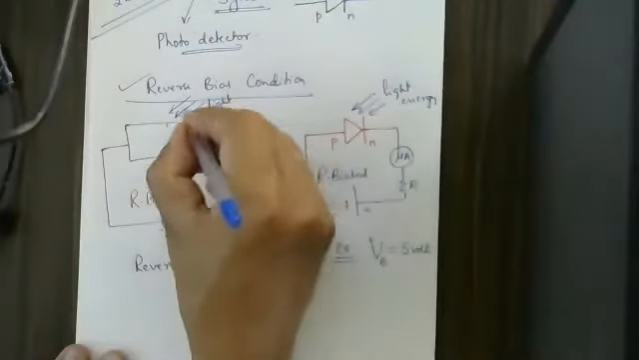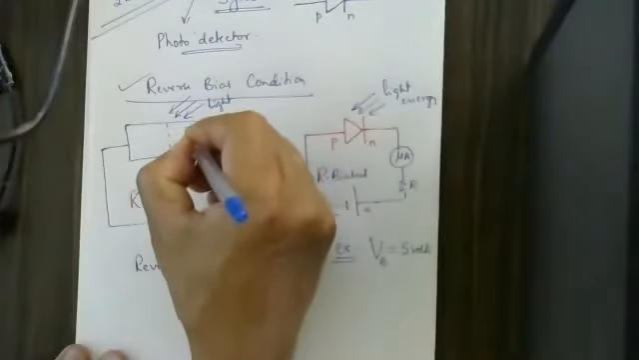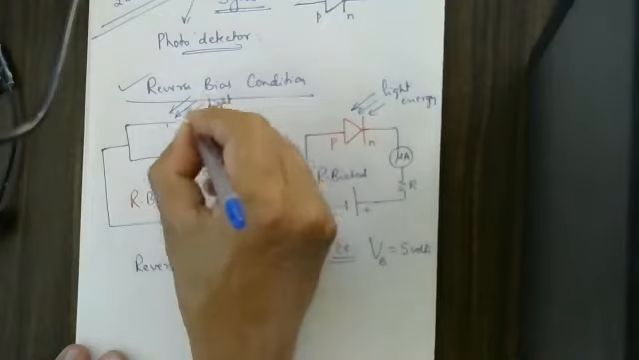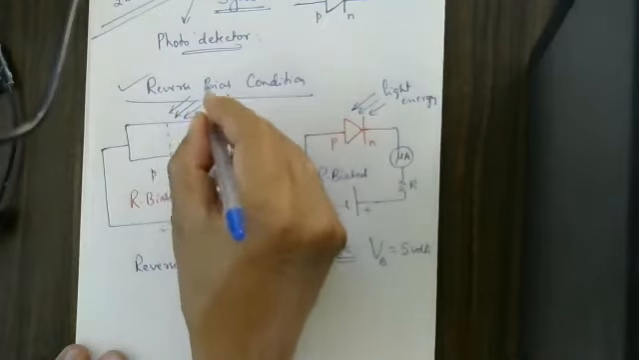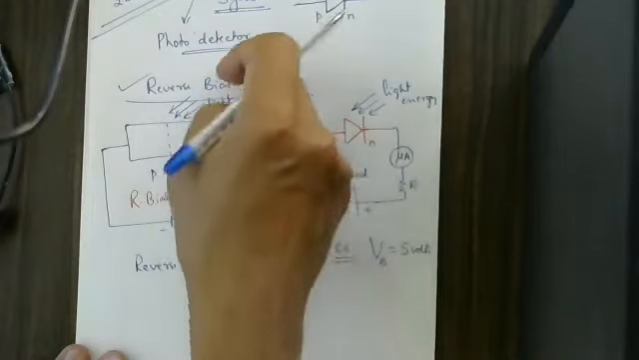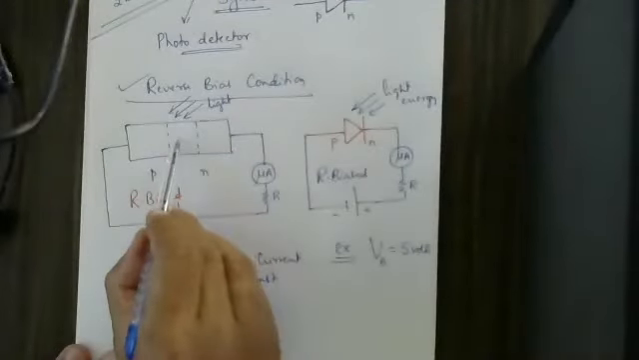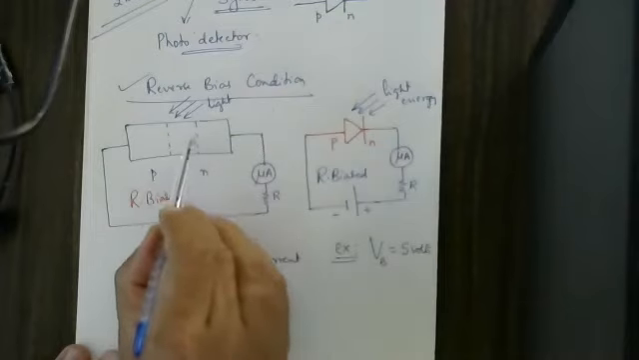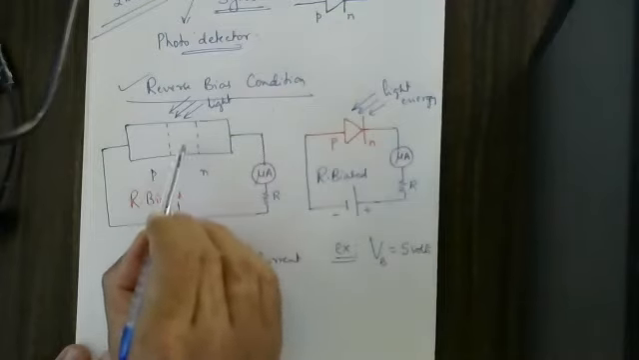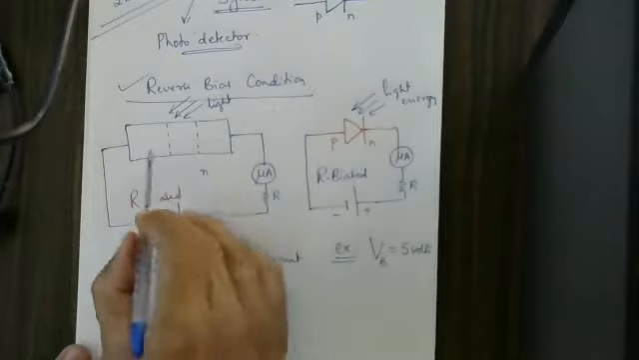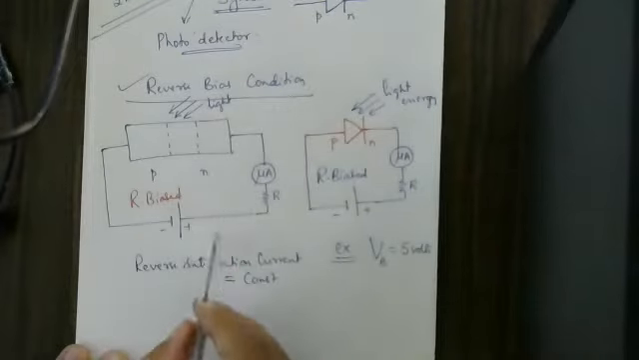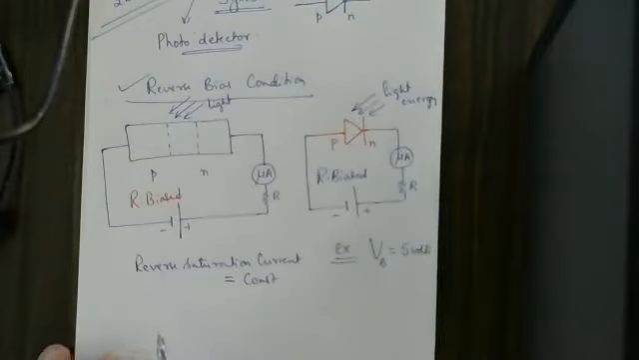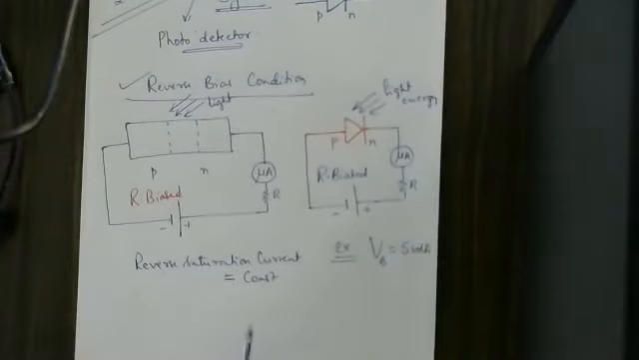As the light energy of a suitable frequency, of a suitable wavelength, is incident on this PN junction, electron-hole pairs are produced in larger numbers. As the number of electron-hole pairs becomes more and more, the current strength suddenly increases.